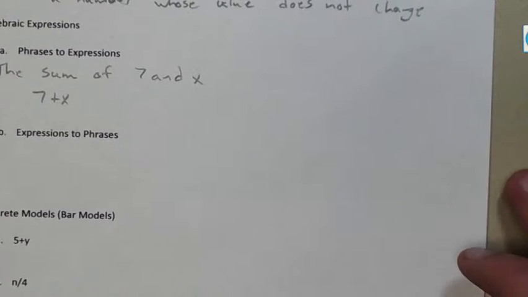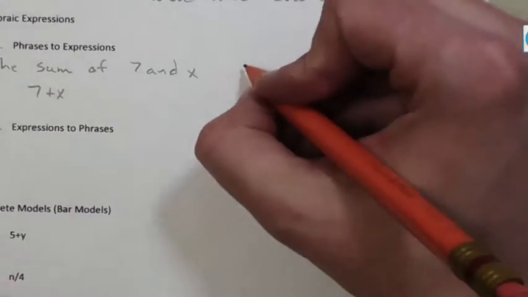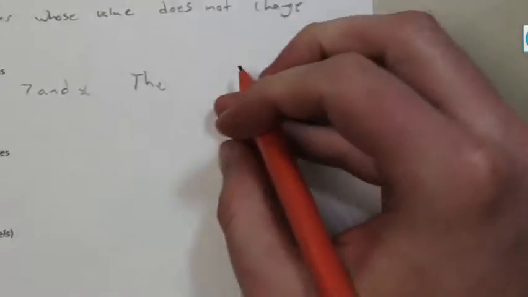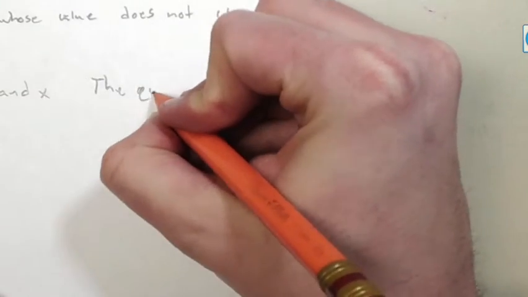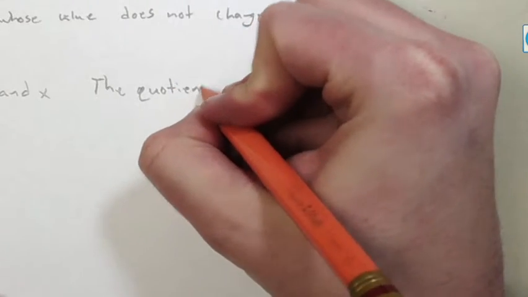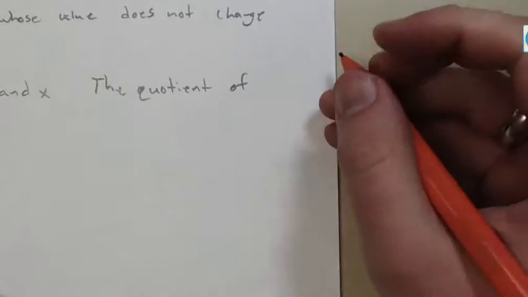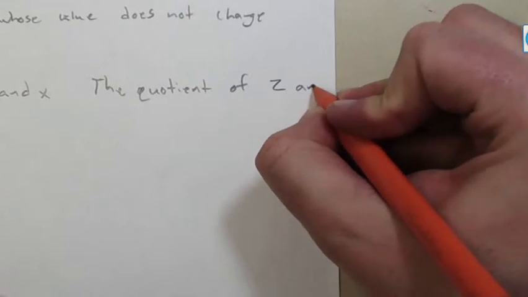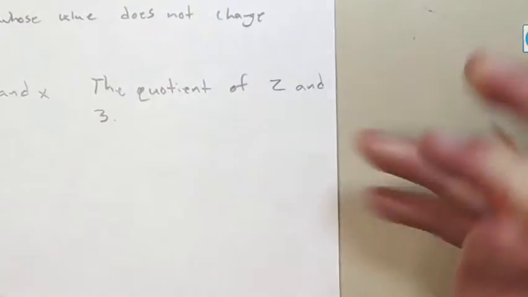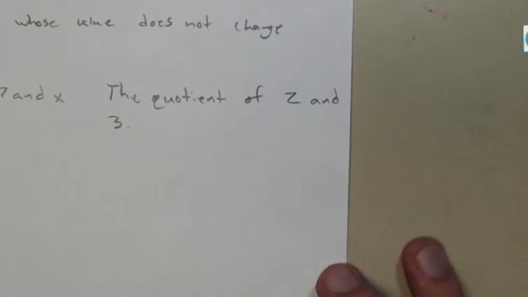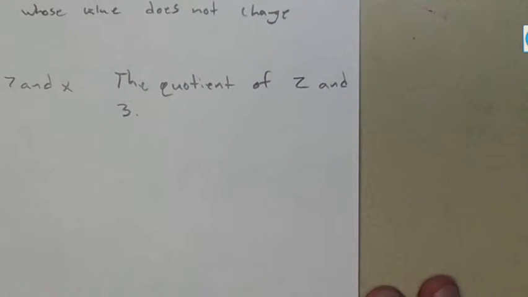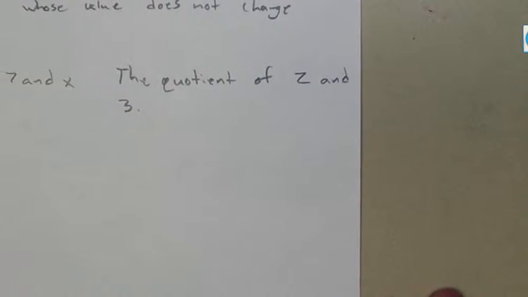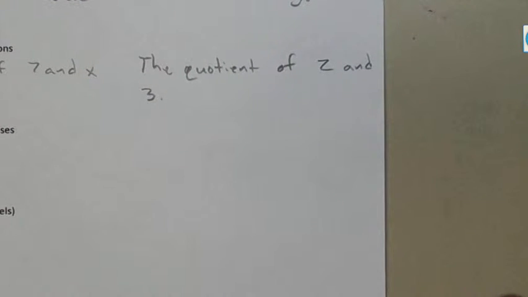Let's look at the quotient of z and 3. Alright, so just a friendly reminder, the quotient is the answer to a division problem. So therefore we know that our operation is going to be division. So go ahead and pause the video and try to set that one up for me.